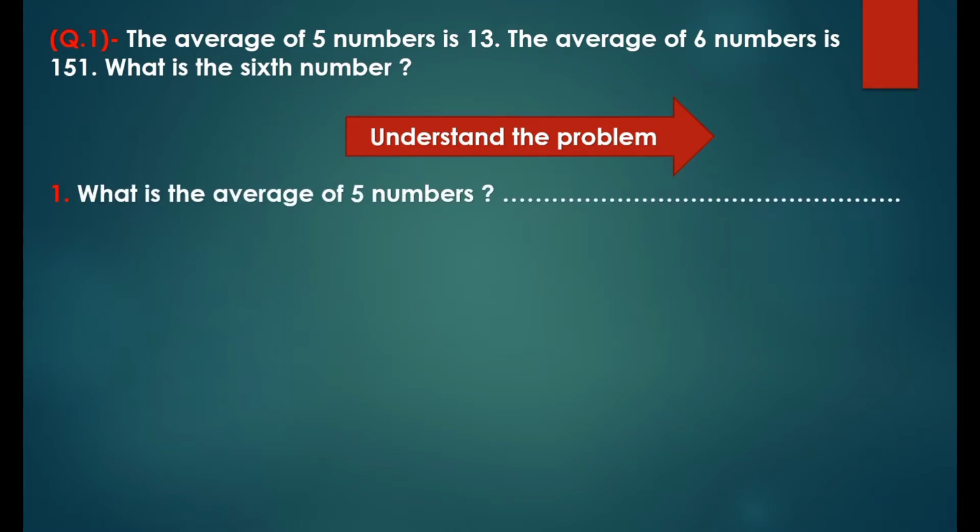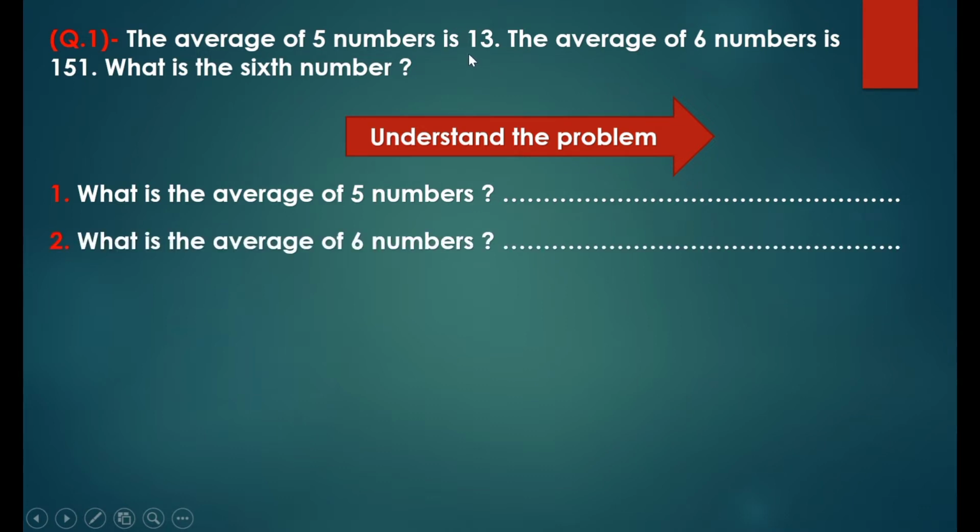Then try to find the short questions from the given question. You can see here number 1, what is the average of 5 numbers? Now you can see in the question only, in the first statement, the average of 5 numbers is given, that is 139. Number 2, second question, also you try to understand what is asked, what is the average of 6 numbers? So you can see in the second statement, the average of 6 numbers is 151. You are getting the answer.